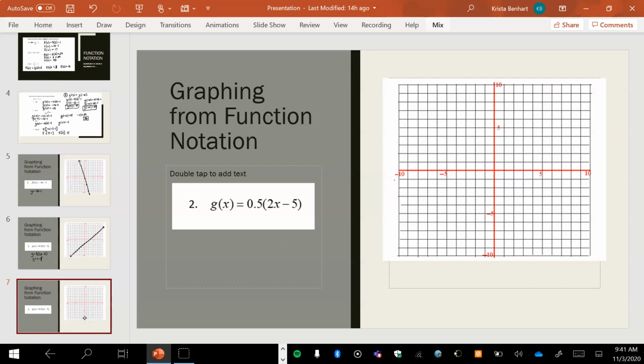Okay, next one. G of x equals, oop, this is the same one. You have h of x equals 3 minus x. I'm going to rearrange this. I'm going to have y equals negative x plus 3. So I'm going to go up 3, and it's negative. So I'm going to go down 1 over 1.